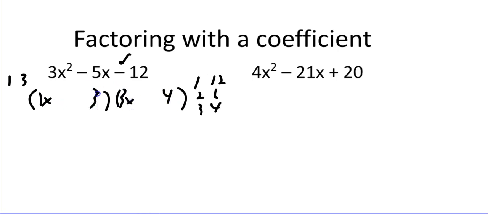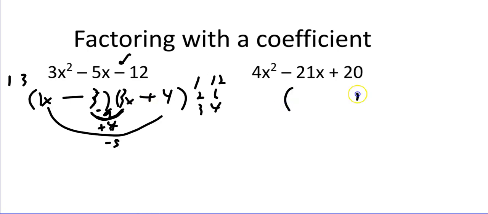3 and 4. 3 times 3 is 9. 1 times 4 is 4. I got it on the first try because 9 minus 4 is 5. But I don't want 5, I want negative 5. Which means the 9 has to be negative, this has to be positive to give me negative 5. So the negative 9, follow the line, comes from here, and the positive 4 comes from there.